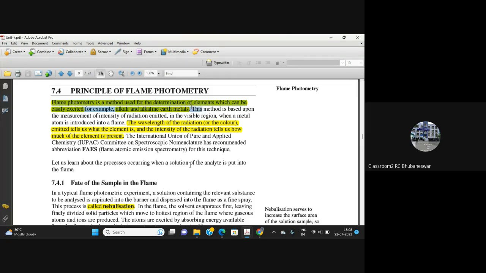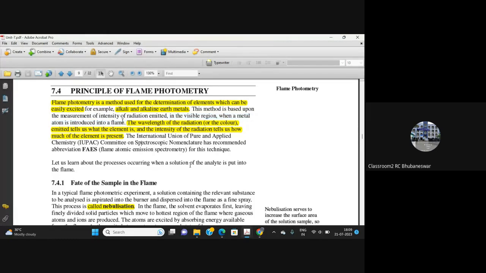This method is based upon the measurement of intensity of radiation emitted in the visible region when a metal atom is introduced into the flame. When the metal atom is introduced into the flame, atomization happens, then it goes to the excited state, then comes back by emitting certain radiation, and you monitor that.